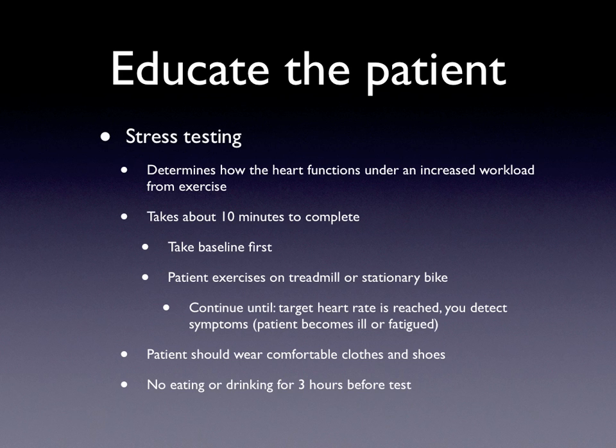The first thing you do is you put the patient on the 12-lead EKG and then take a recording so that we have a baseline. Before they begin to exercise, this is what their heart was doing. The patient then will exercise on either a treadmill or a stationary bicycle, and they'll continue to do that until a target heart rate is reached, or the patient begins to become symptomatic. They become ill, or they become extraordinarily tired.